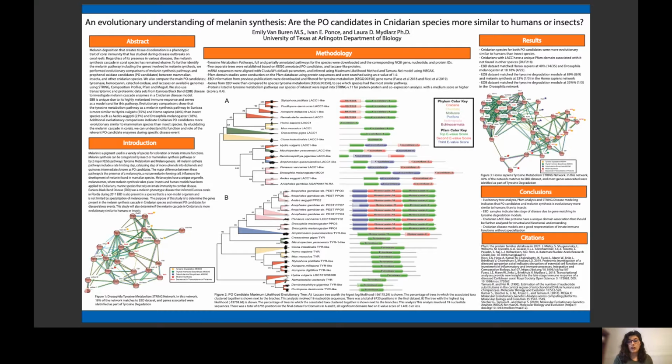Evolutionary comparisons were done on several levels that included mRNA comparisons in evolutionary trees, Pfam domain identifications, and STRING network analysis through disease modeling of Eunicea Black Band. For PO candidates, evolutionary trees were created using maximum likelihood methods in MEGA X. Pfam domains were also identified for each one of the PO candidates for each of the species. And finally, STRING network analysis was done for Drosophila and Homo sapiens for their specific tyrosine metabolism networks, because tyrosine metabolism is not dependent on melanocytes.